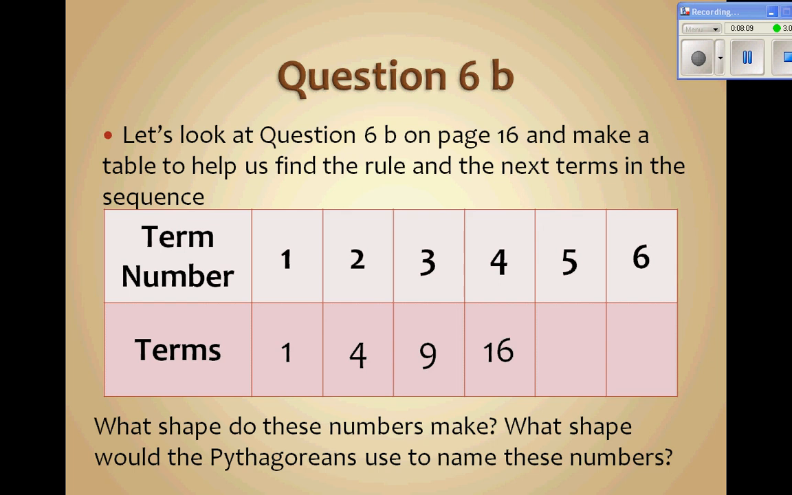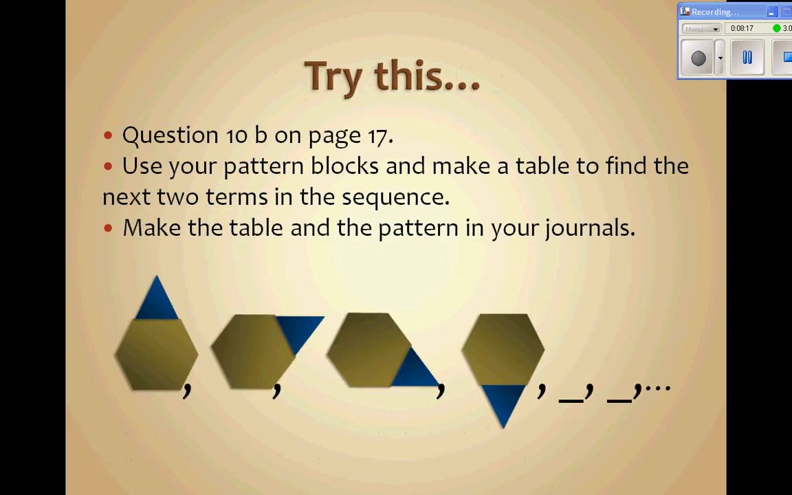Now I'd like you to try this. On page 17 in your math book, question 10b, there is a pattern using pattern blocks. I'd like you to use the pattern blocks at your table and find the next two terms in the sequence. Make a table and draw in the pattern and the term number. Use your journals to write each of these down.